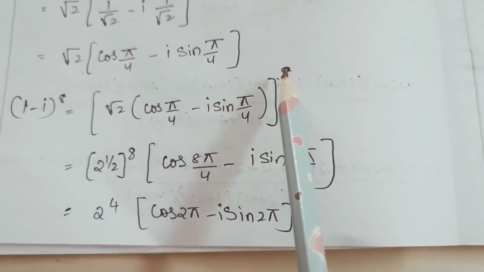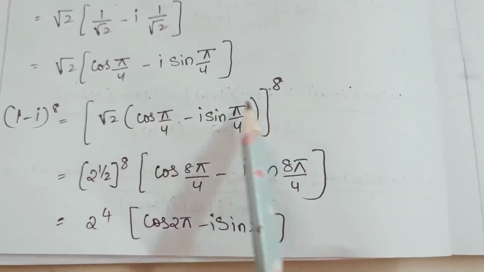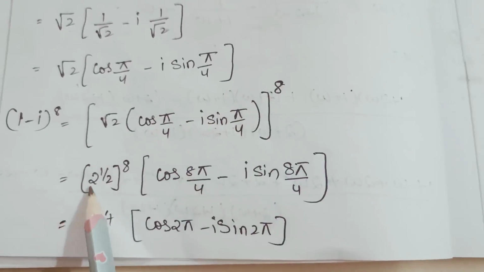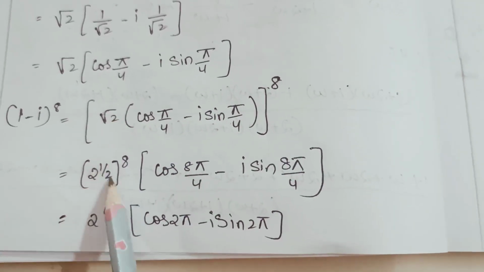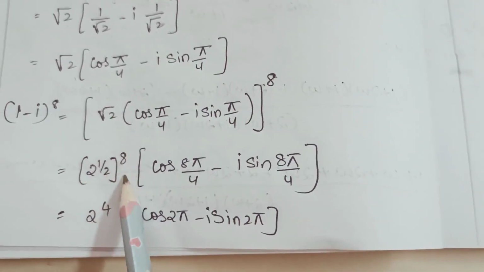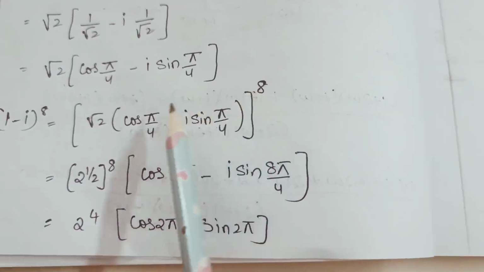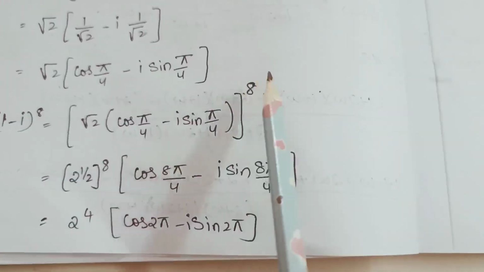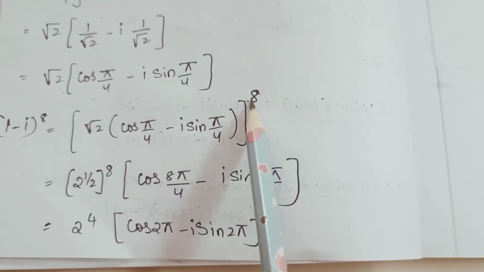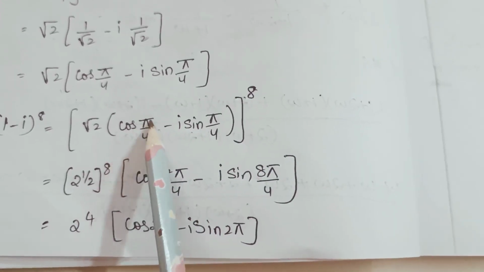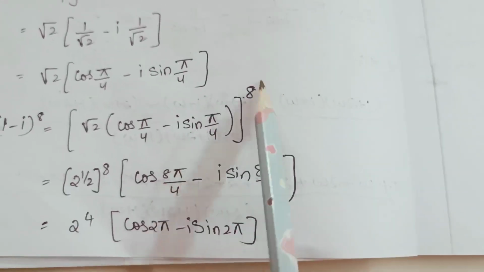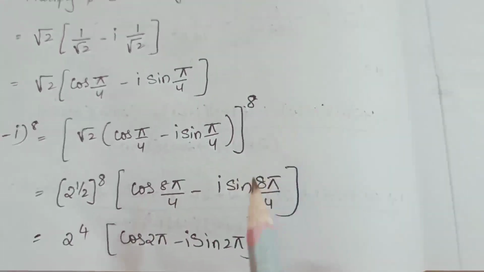So 8. Okay, now giving 8 to all the terms. Root 2 is nothing but 2 to the power of 1 by 2, whole to the power of 8. And this is in the form of cos theta minus i sin theta whole to the power of n. So we can give this here: cos 8 pi by 4 minus i sin 8 pi by 4, by using de Moivre's formula.